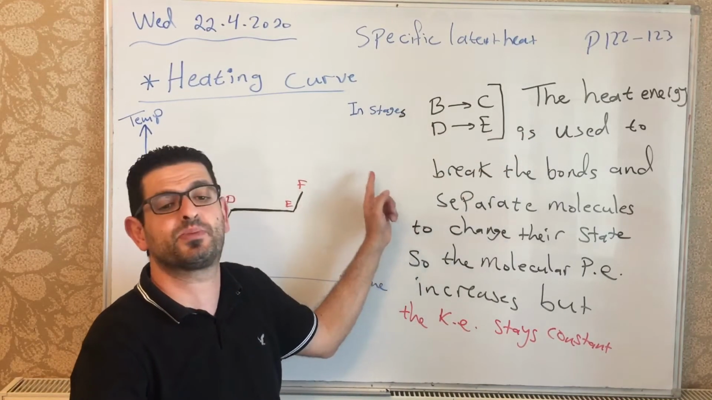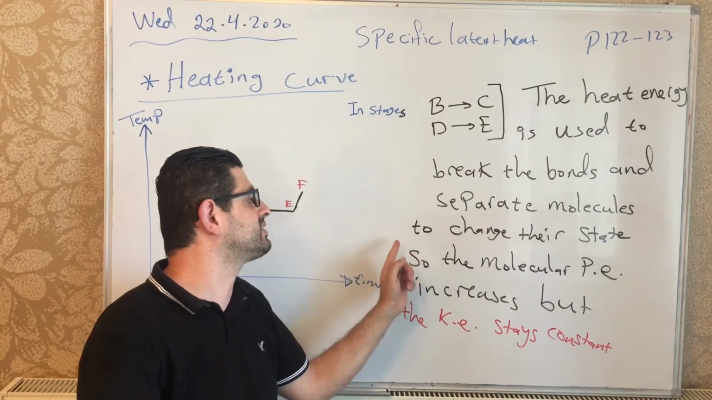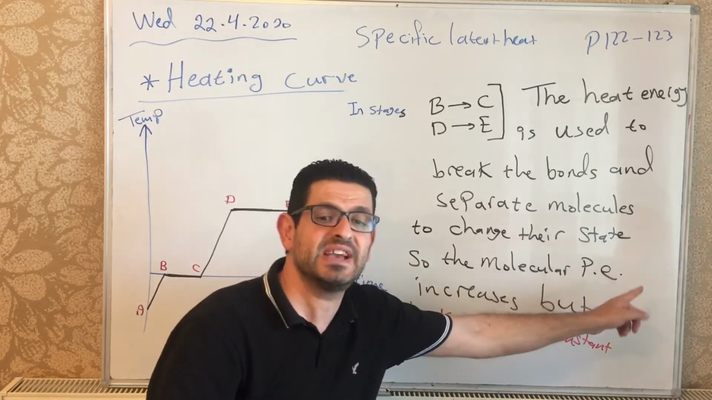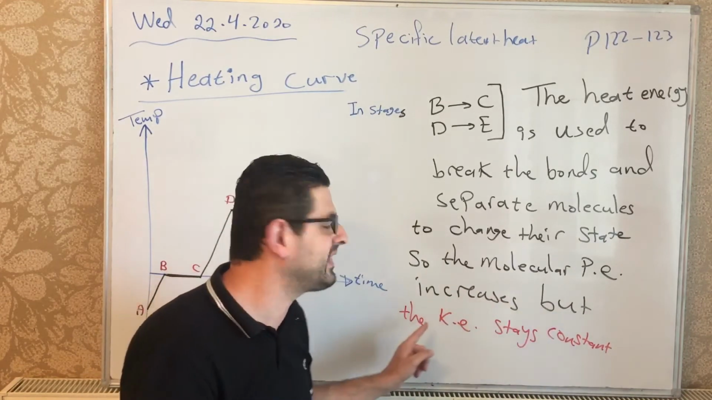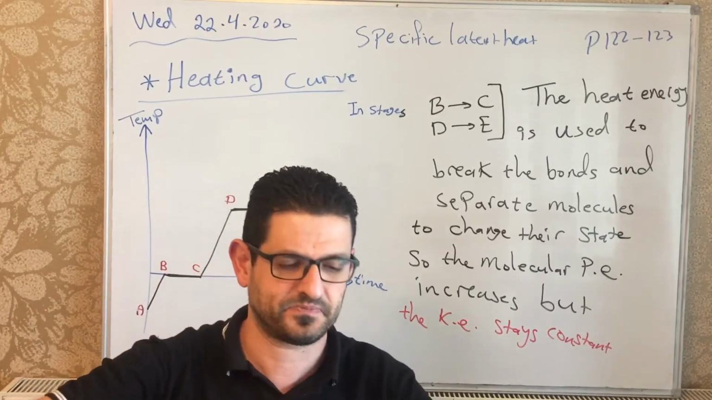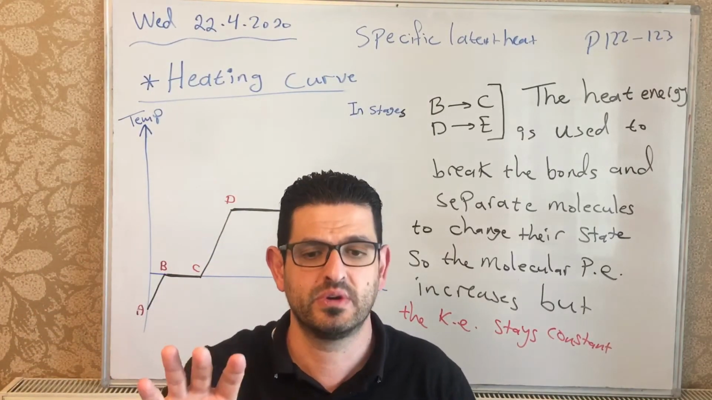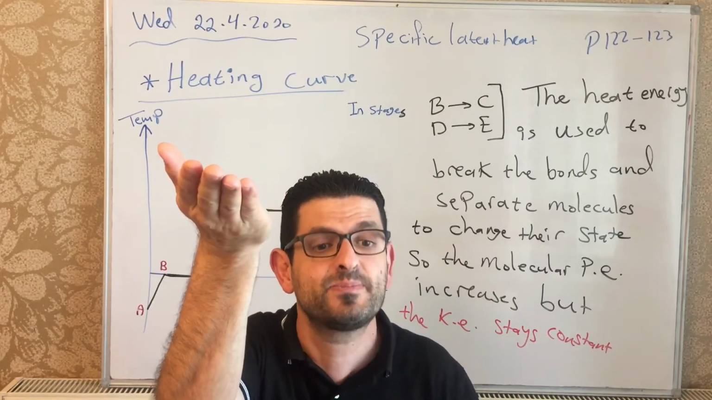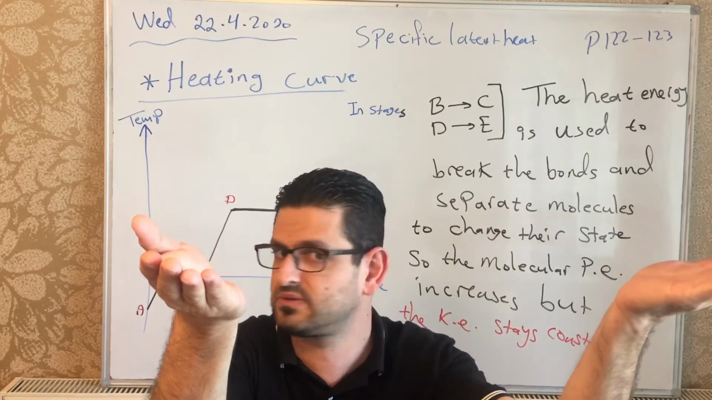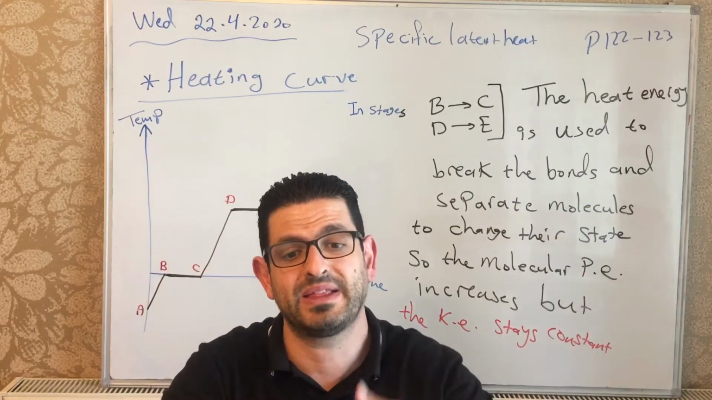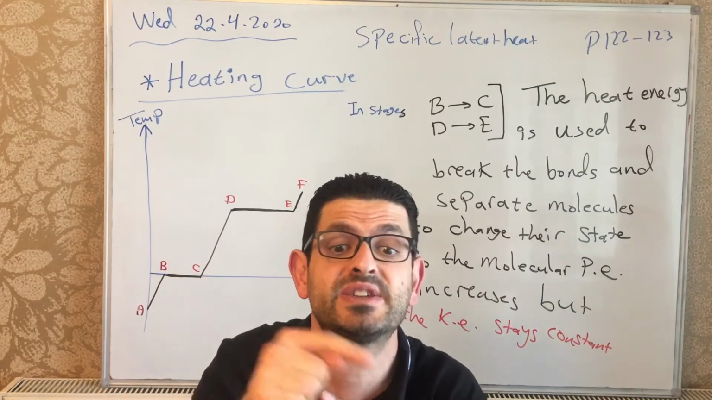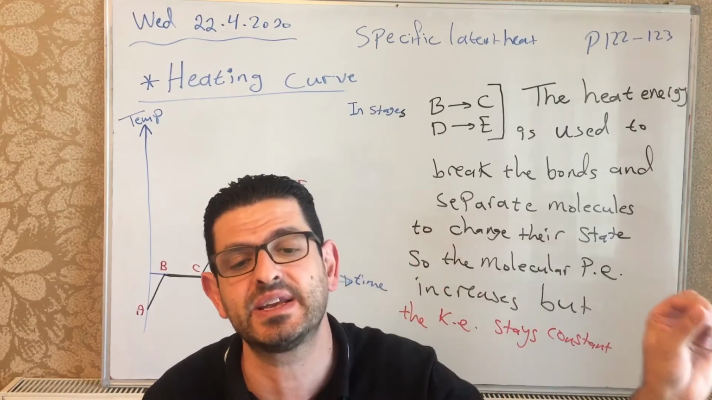Because the heat energy is used to break the bonds and separate the molecules to change the state, the potential energy is the one that is increasing, but the kinetic energy stays constant. So let's make it a rule: if temperature increases 100%, kinetic energy increases 100%, potential energy stays constant. Okay? But if the temperature is constant, the kinetic energy is constant, the potential energy may, not necessarily, be increasing if there is change in state.